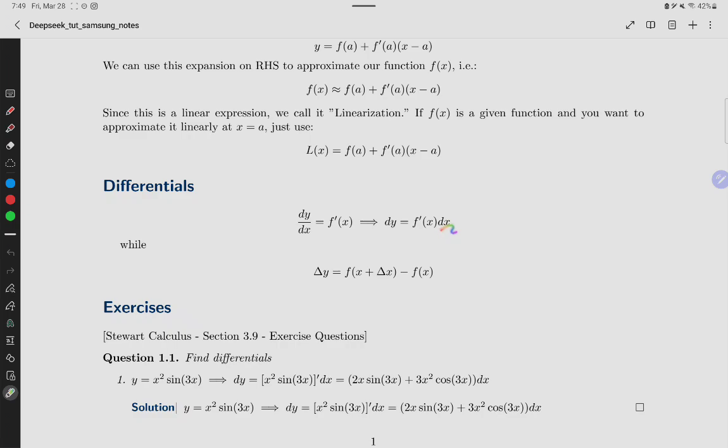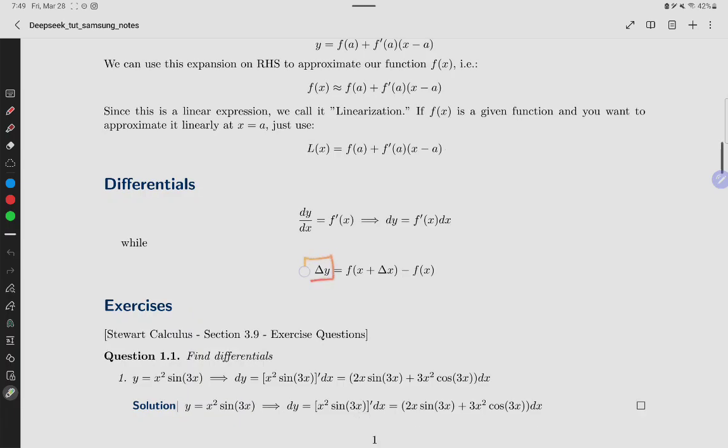So if you are given dx and you want to evaluate at a particular point x, then you will find the derivative, replace the value of x in the derivative, and then multiply with dx, and you will get the differential dy, the change in y.